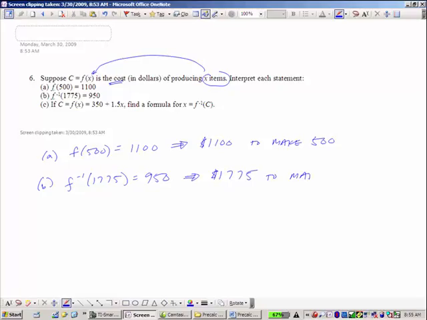Exactly. Now, it doesn't say it any differently, but what you might say is to make 950, it costs $1,775.